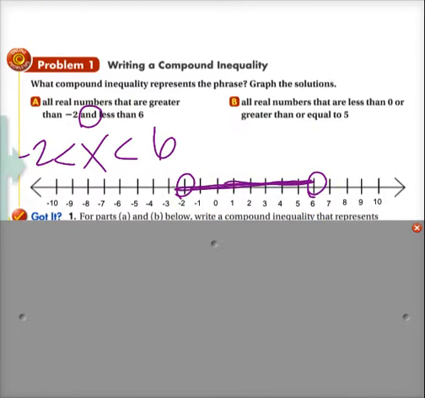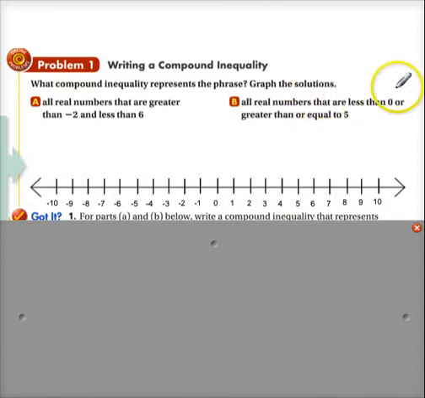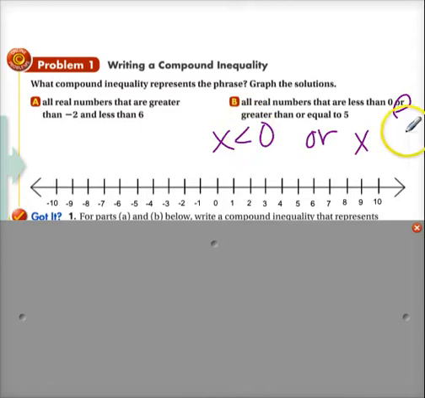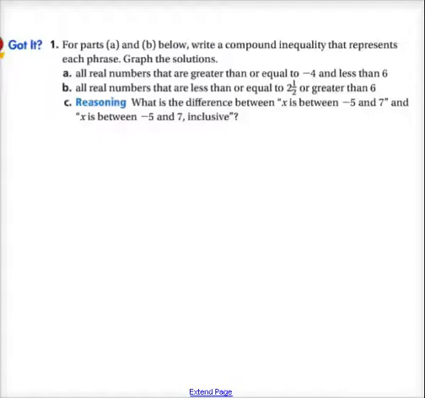How about part B? All real numbers that are less than 0 or greater than or equal to 5. This is an or, so I'm going to have two separate inequalities. It's okay that some will be an open circle like this one, and this one's going to be a filled in circle at 5. This arrow is going this way, and this arrow is going that way. So they're not going to touch.